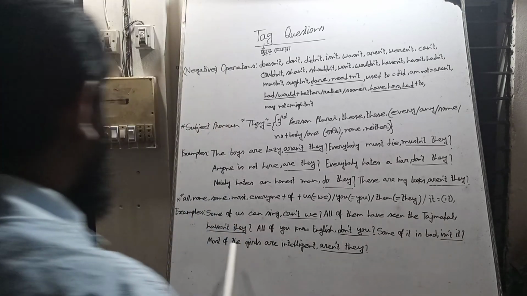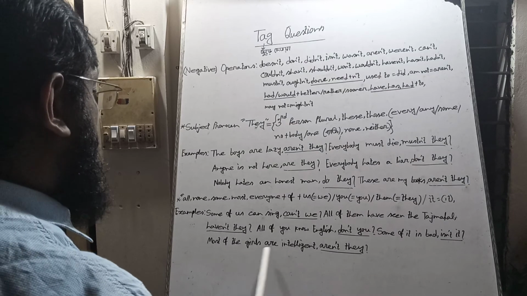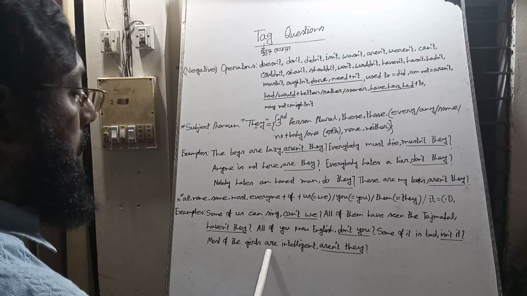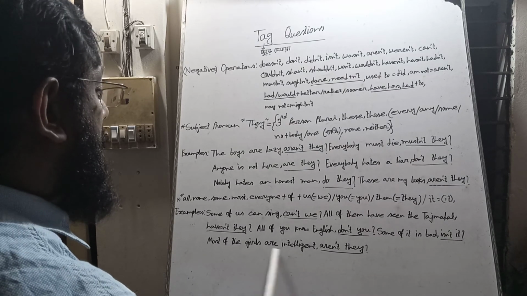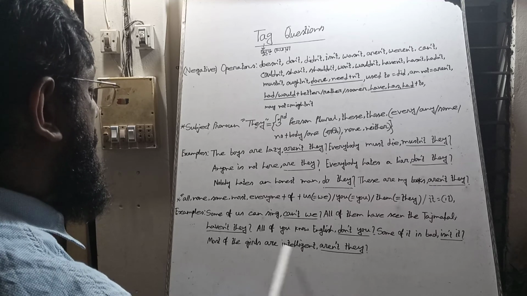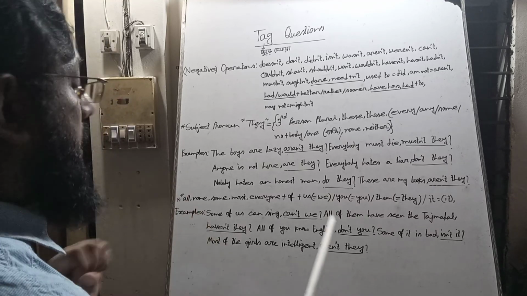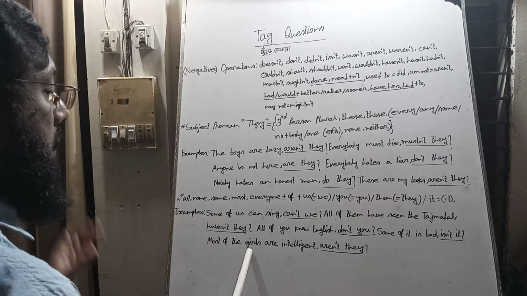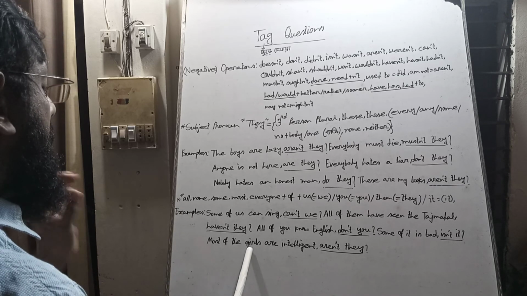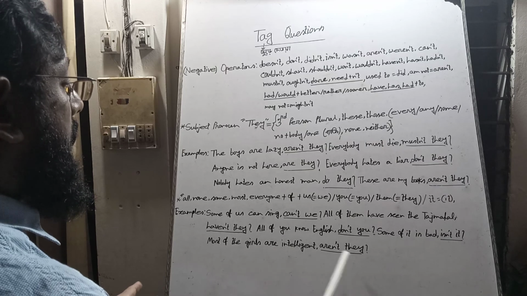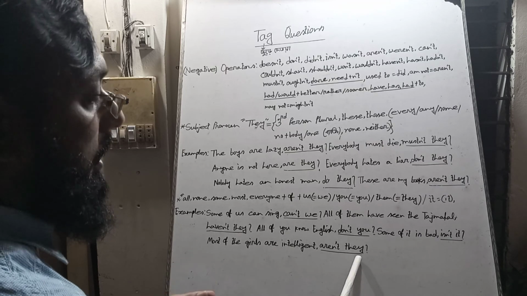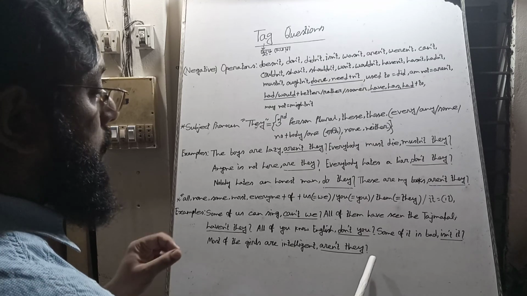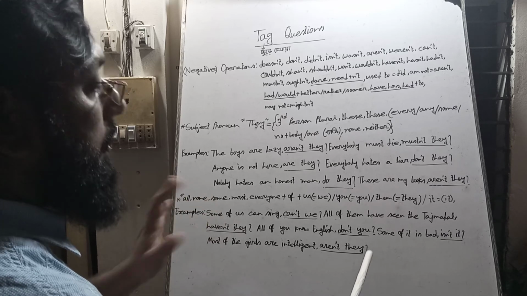Most of the girls are intelligent. Are is the main verb here; the be verb is the main verb here. We bring are. The sentence is affirmative, so the tag question will be negative. We bring not as a contracted form, aren't, and the girls is third person plural, so we bring the third person plural pronoun they. Aren't they? At last we use a note of interrogation.